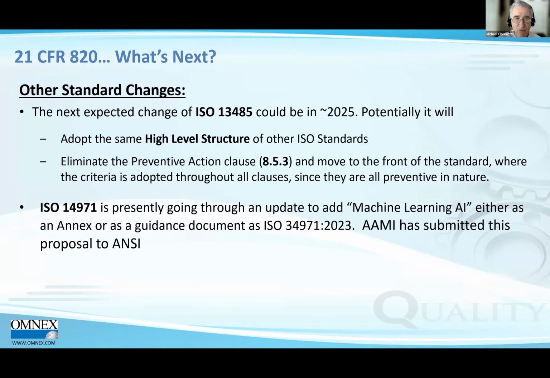ISO 14971 is currently going through an update to add machine learning and AI, either as an annex or as a guidance document, as ISO 34971 2023. That may or may not happen. Well, it's going through a change, but we don't know whether it's going to be an annex or a separate document. Those changes have been submitted by AAMI to ANSI, and they are discussing it as we speak.